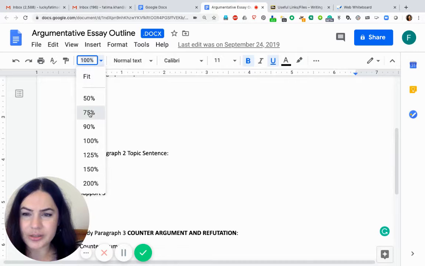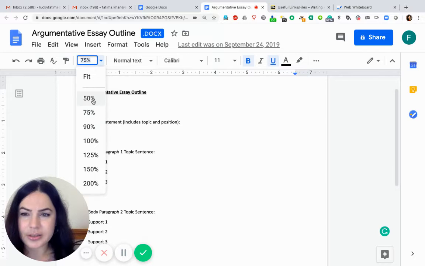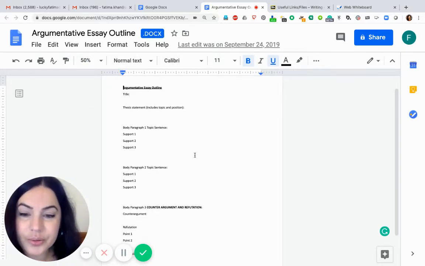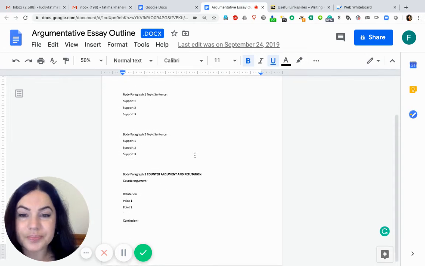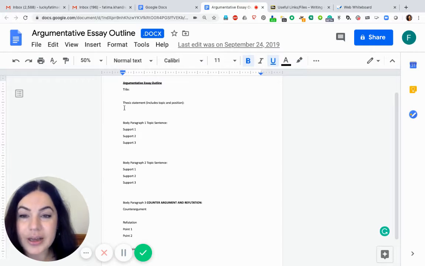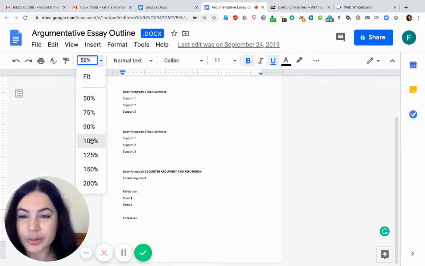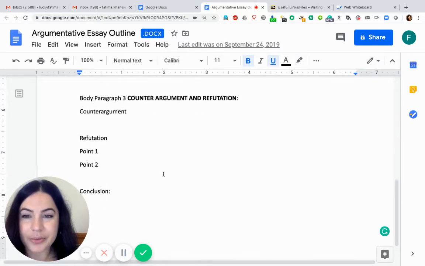Let me actually zoom out so you can see this a little better from a distance. Okay, so it's really small, but it basically looks the same as the outlines we've seen before. We've got a space for the title and the thesis statement. We've got body paragraph 1, body paragraph 2, and these look very similar to what we've learned before. But look at body paragraph 3. What do you notice? Let me zoom in a little bit more so that you can see body paragraph 3.